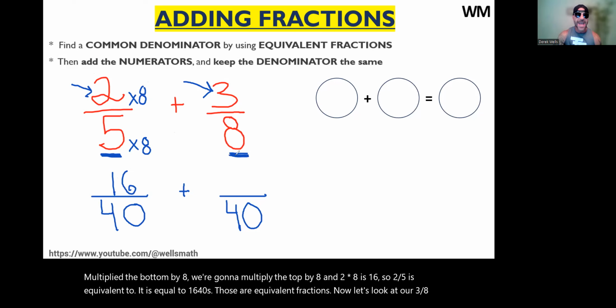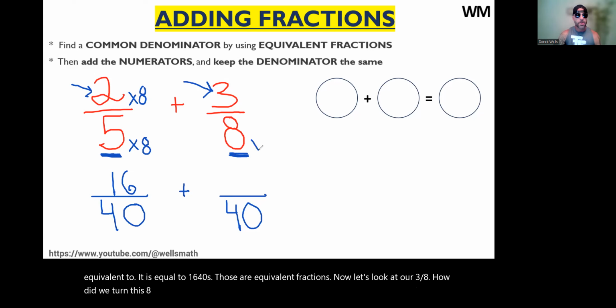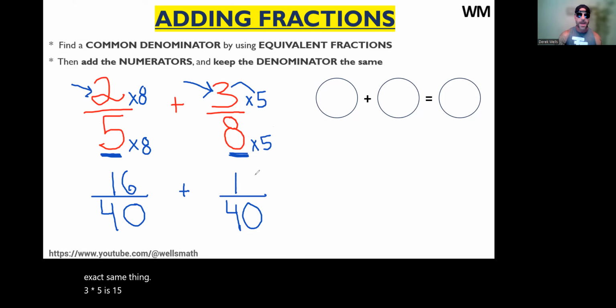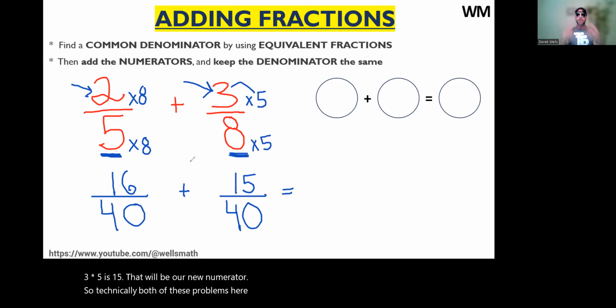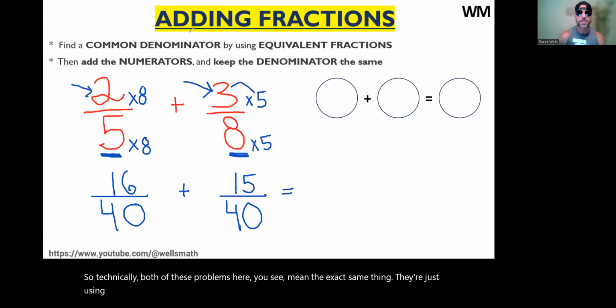How did we turn this 8 into a 40? Well, we multiplied it times 5. So we're just going to go to the top, do the exact same thing. 3 times 5 is 15. That will be our new numerator. So technically, both of these problems here you see mean the exact same thing. They're just using different numbers.